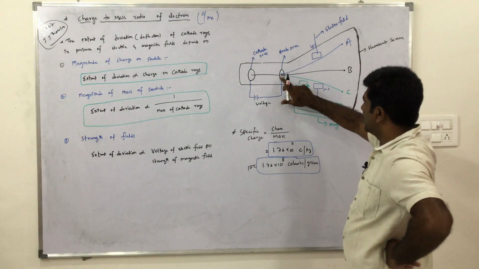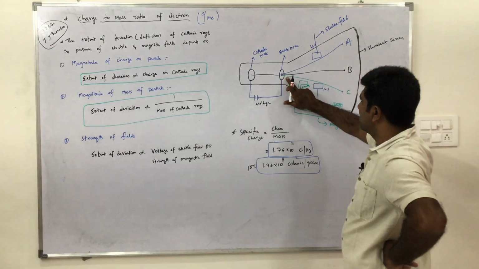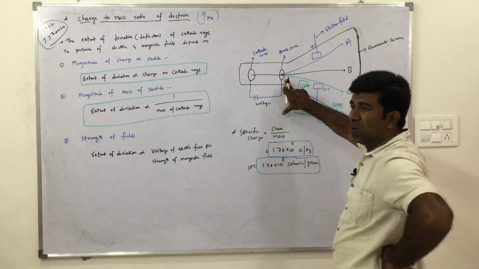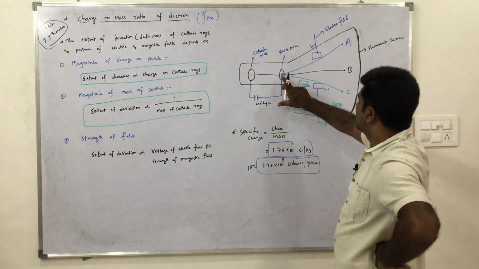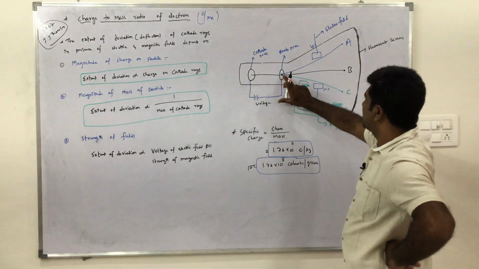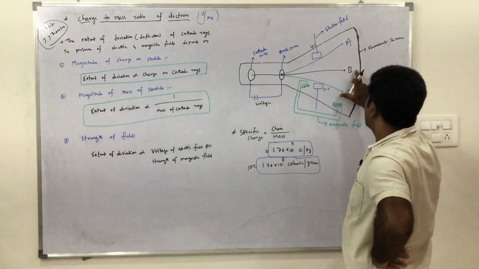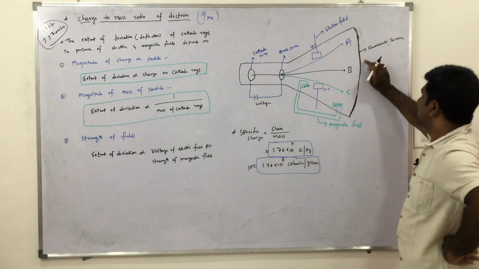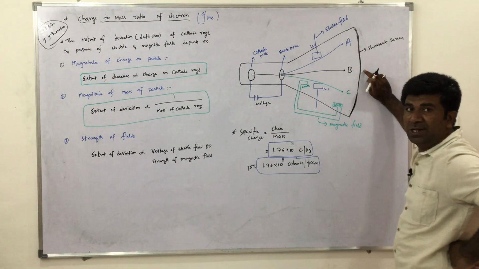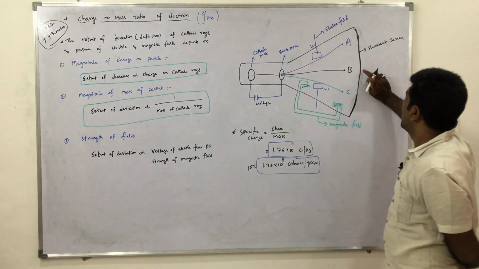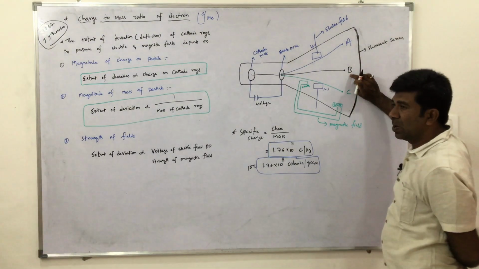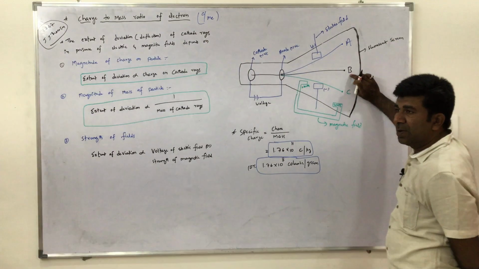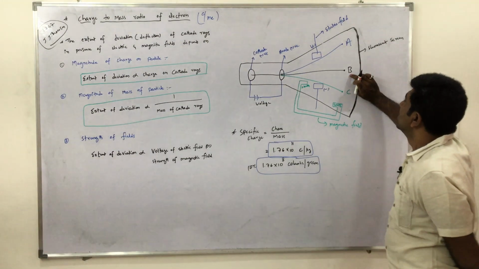He took one perforated anode, that means a hole in it, and the cathode rays travel straight and fall on the ZnS screen. This is the fluorescent screen, that is the zinc sulfide screen, at point B. Okay, then what did he do?